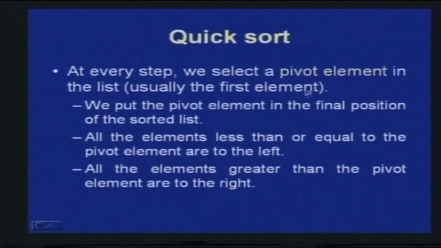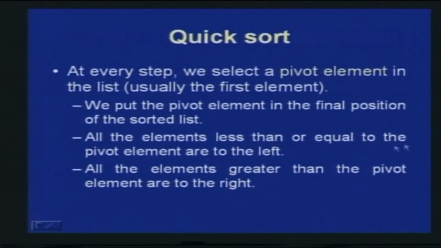Quicksort also uses a divide and conquer strategy, but here we select a pivot element in the list, which is usually the first element. We put the pivot element in the final position of the sorted list. Please note here, we are not looking at whatever that element is, you try to put it in the actual position it will have in the sorted list. All the elements less than or equal to the pivot element should be on the left of the list, and all the elements greater than the pivot should be on the right. That is quick sort.